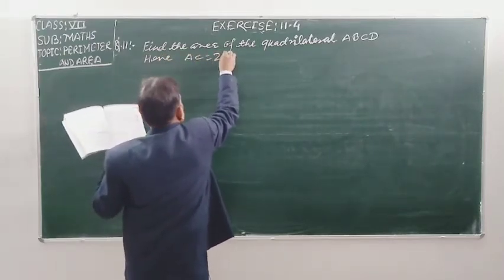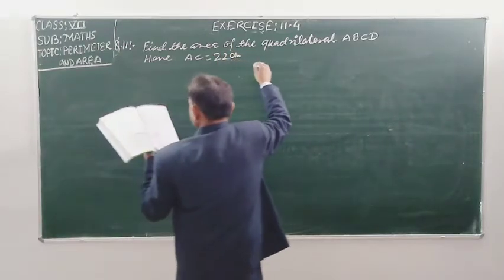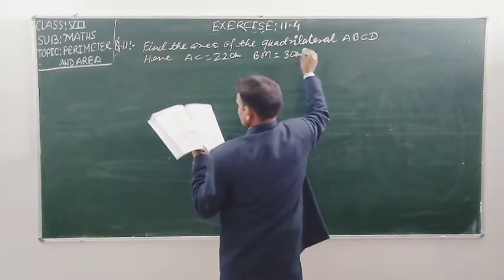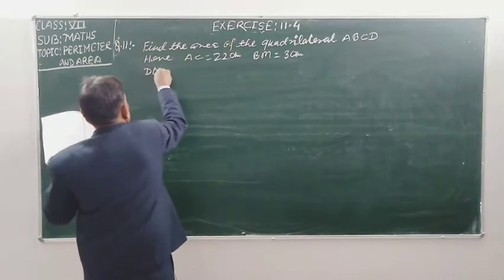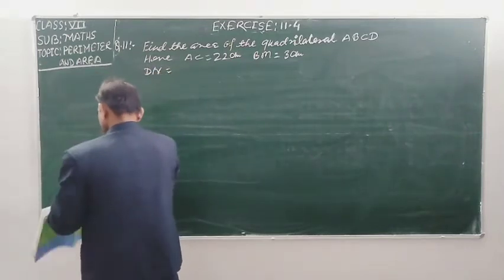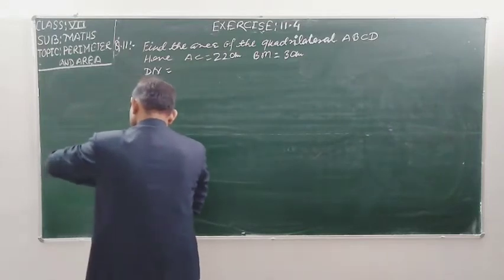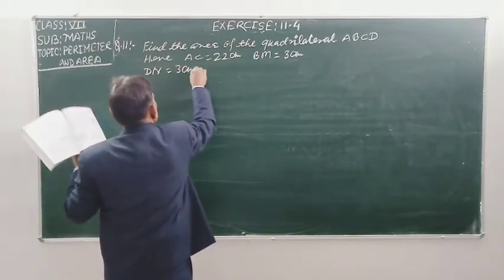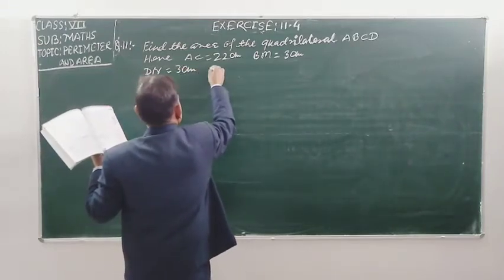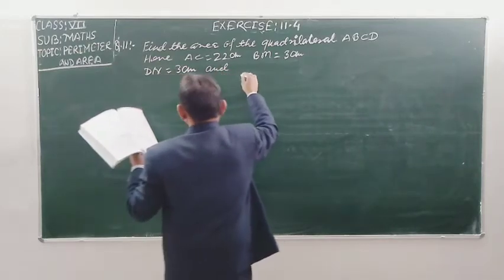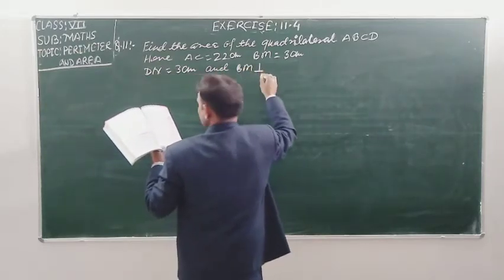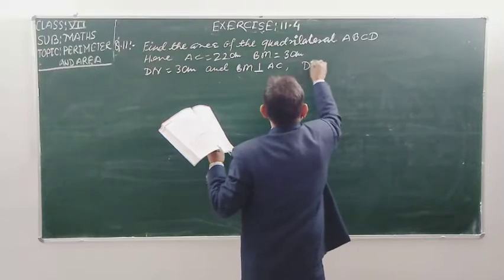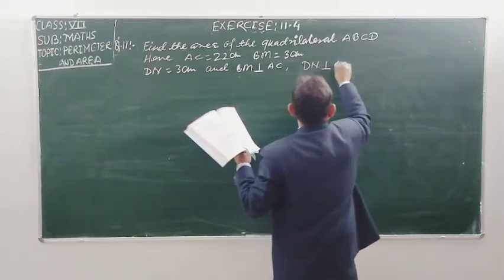AC is equal to 22 centimeter. BM is equal to 3 centimeter. And DN is equal to 3 centimeter, and BM is perpendicular to AC, and DN is perpendicular to AC.